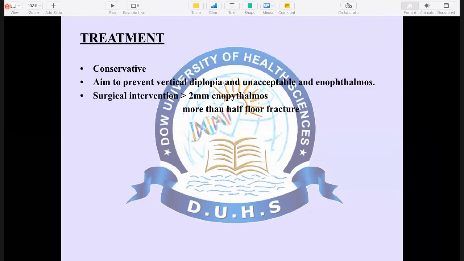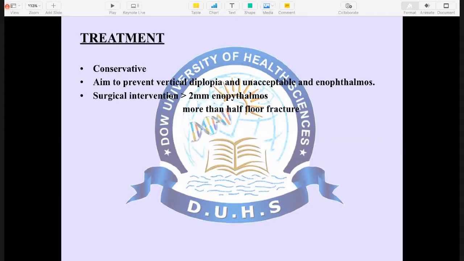Okay, so treatment is conservative if the fracture is less than half of the floor of the orbit, if enophthalmos is less than 2 millimeters, and if the diplopia is getting better, okay? However, if you have a patient who has worsening diplopia or fracture more than half the size of the orbit, and somebody who has enophthalmos more than 2 millimeters, then you need to look into surgery.